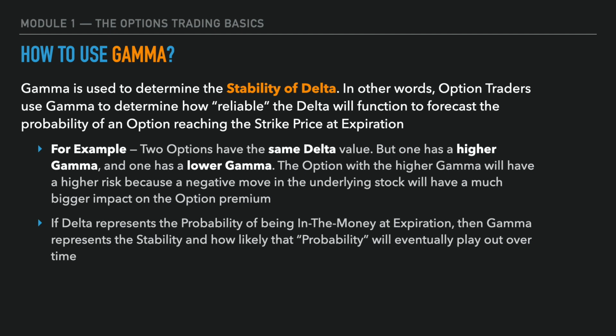If delta shows traders the probability of being in the money at expiration, then gamma shows how likely that probability can eventually play out before the expiration. Usually traders use gamma with delta together to measure the potential risk and design trading strategies.